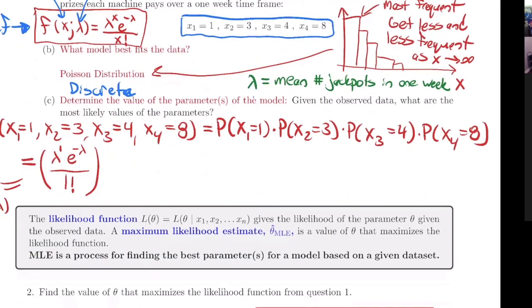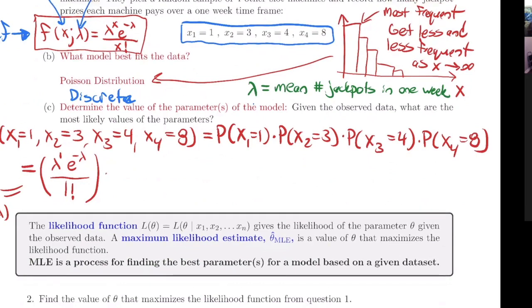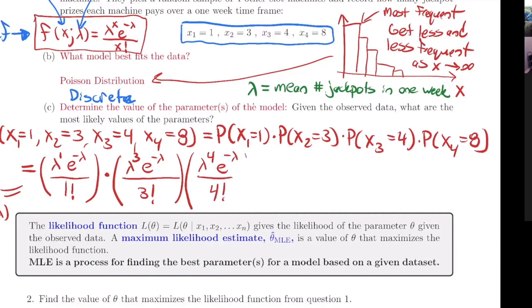Okay, all I'm doing for that one is just plugging in 1 for x. And that gives me the probability that x is 1. And then I can do that for the others. So what would be the probability that I would get x equal to 3? Well, that would be lambda cubed times e to the minus lambda all over 3 factorial. And for x equals 4, the likelihood of that happening would be lambda to the 4th e to the minus lambda over 4 factorial. And then finally, the last value we had was 8.